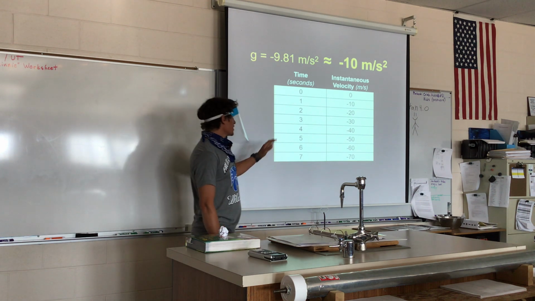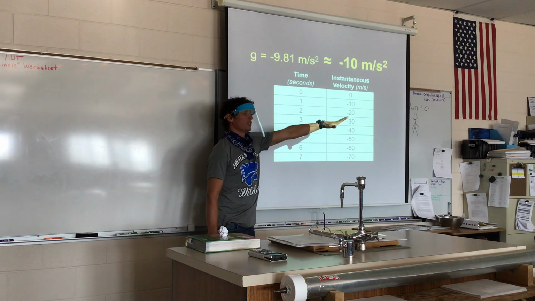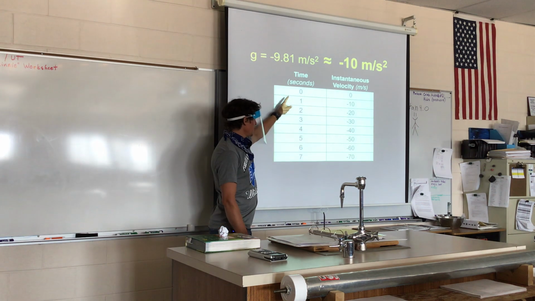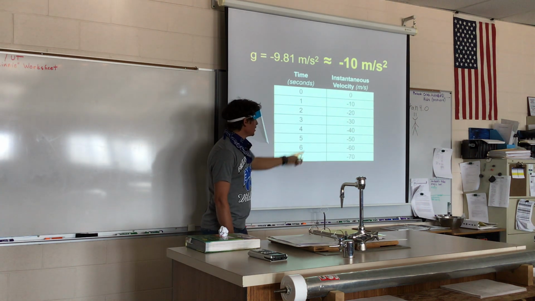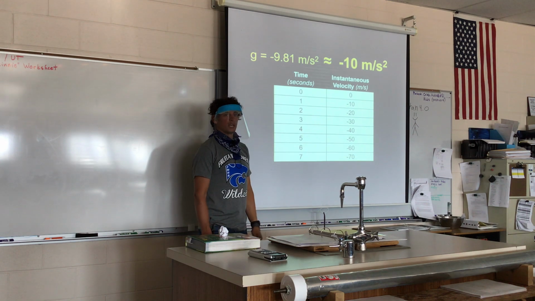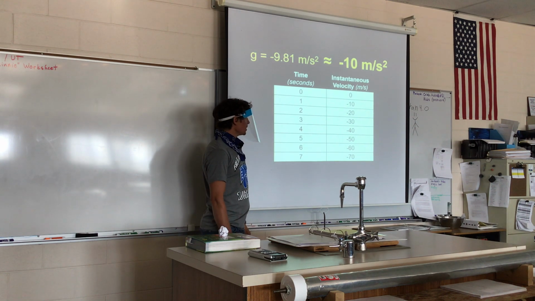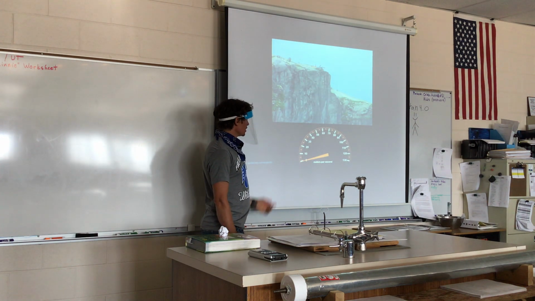Just like before, a table. Let's say we drop something. It starts at a velocity of 0. Every second that goes by, it's going to pick up a negative 10. It is speeding up in the negative direction. Here's an example.